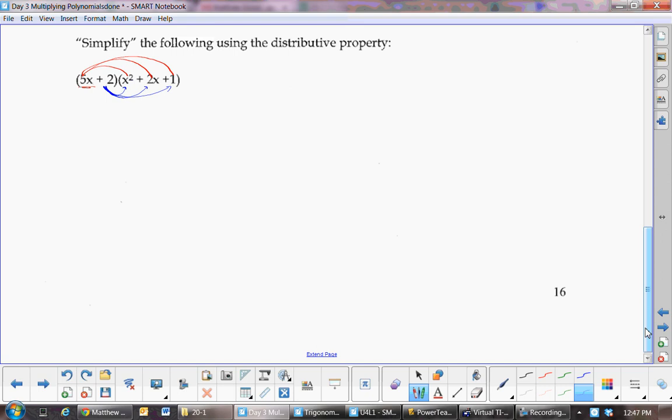So I'm doing with the red, the 5x now. So I will do it in red down here. What's 5x times x squared? 5x cubed. Remember, there's a 1 there. We multiply the numbers, add the exponents. Plus 5x times 2x, 10x squared. And you can see that one little mistake in here, you will get the wrong answer.